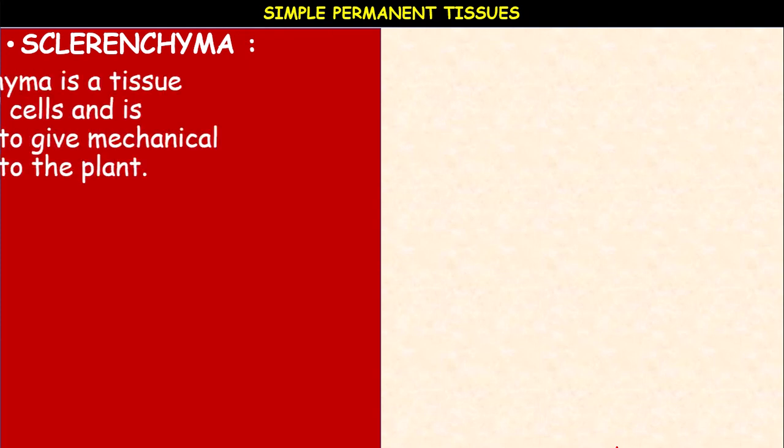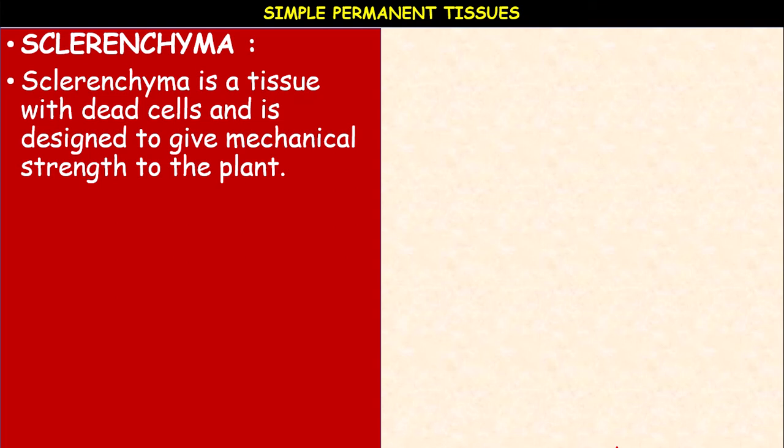Next, sclerenchyma. Sclerenchyma is a dead tissue. The simple permanent tissues we are discussing, parenchyma and collenchyma, we have completed. The parenchyma and collenchyma are living simple permanent tissues, but sclerenchyma is a tissue with dead cells and is designed to give mechanical strength to the plant. It consists of dead cells with hard and extremely thick secondary walls due to uniform deposition of lignin.